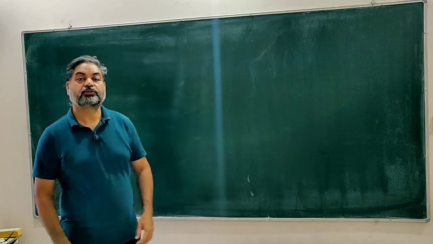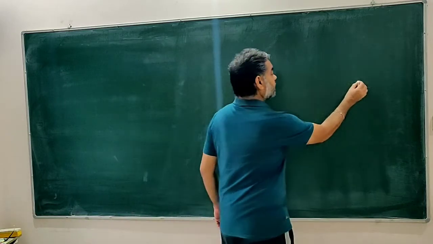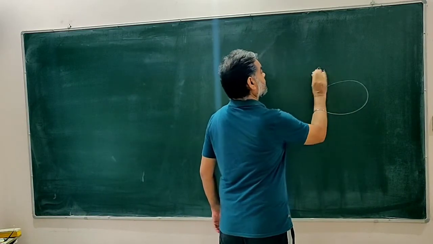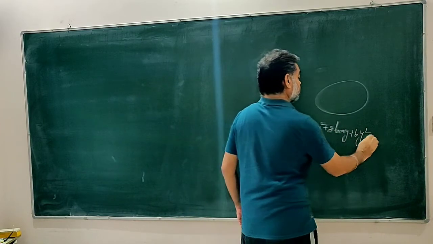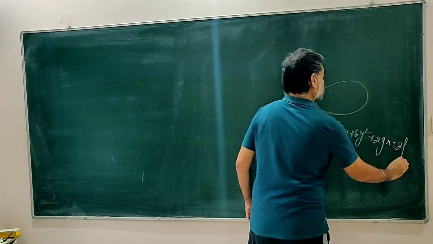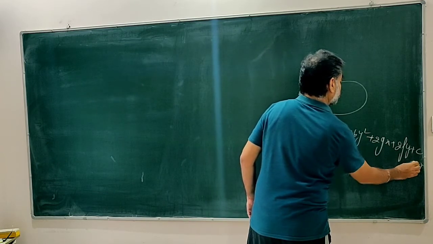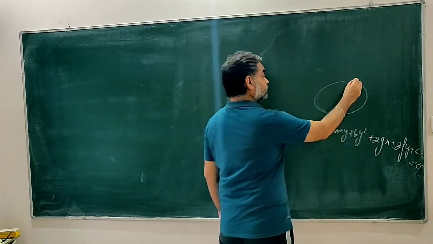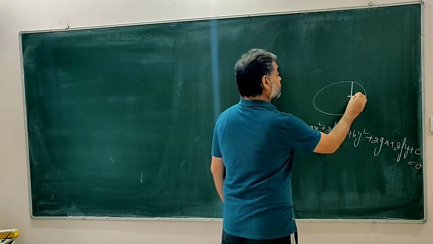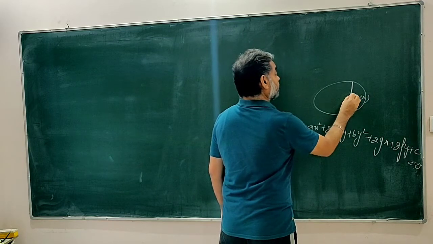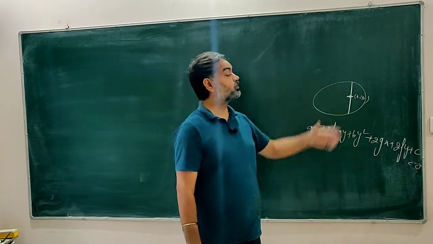Hello students. The next topic we discuss is this: we know that if we have a conic, let's say ax square plus 2hxy plus by square plus 2gx plus 2fy plus c equal to 0. Suppose we have a chord of this conic, and suppose we know the coordinates of the midpoint of this chord.